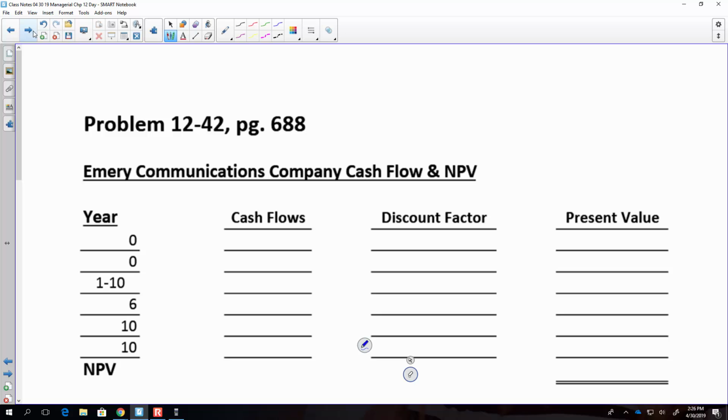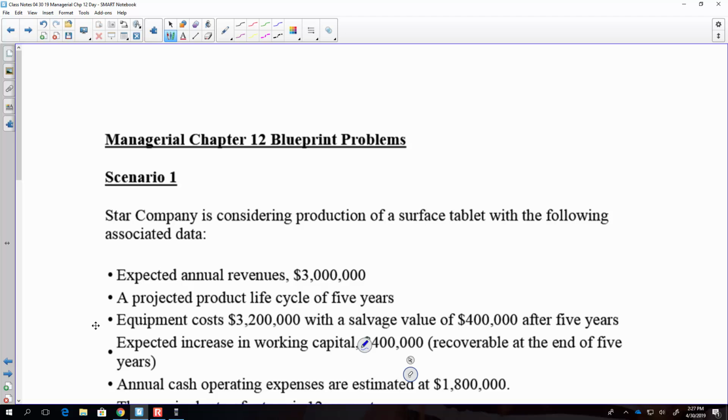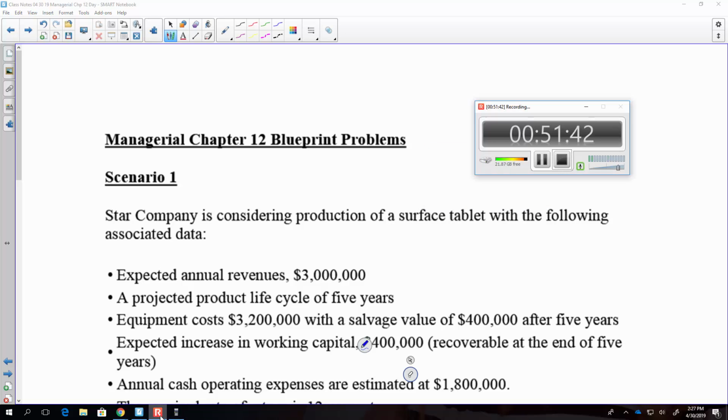Okay, there's one more, just like 41. I'll look for that answer key as well. So let's take our first break here. We'll stop here and we'll do our blueprint problems at the end.